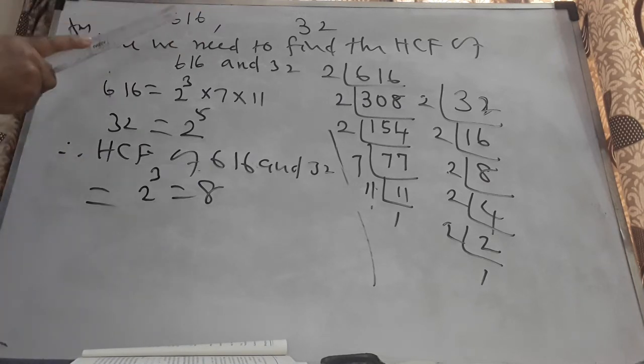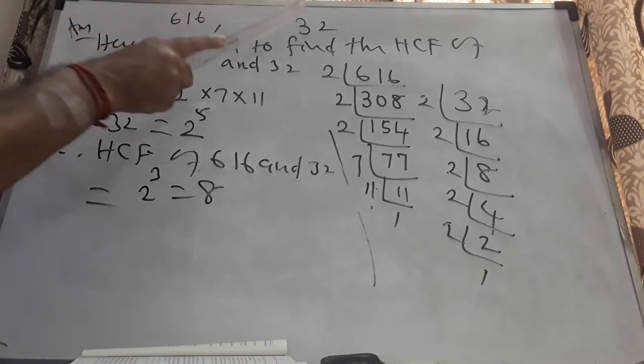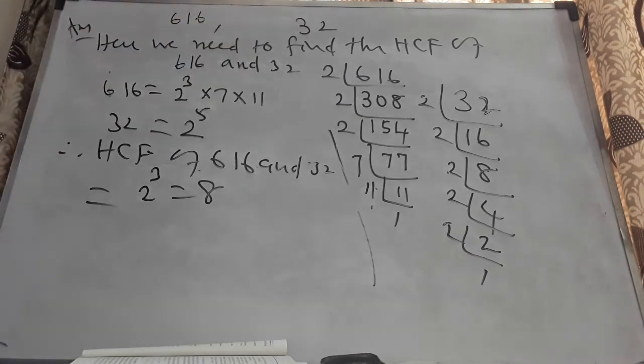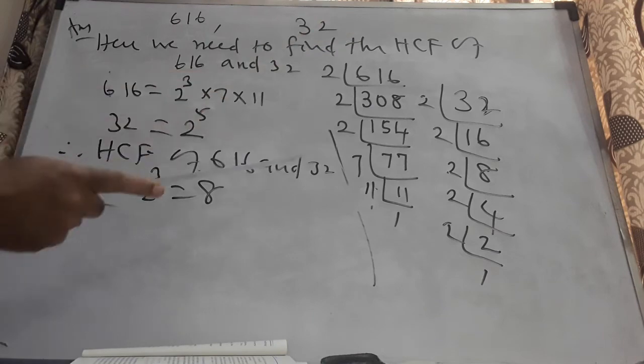I repeat, there are 2 sets of people. In one set there are 616 people, in another set there are 32 people. They want to march for a parade, maybe like Independence Day or something like that. You need to find out the maximum number of columns in which they both march uniformly, the same number of columns. Here I need to find the HCF between the given two numbers.